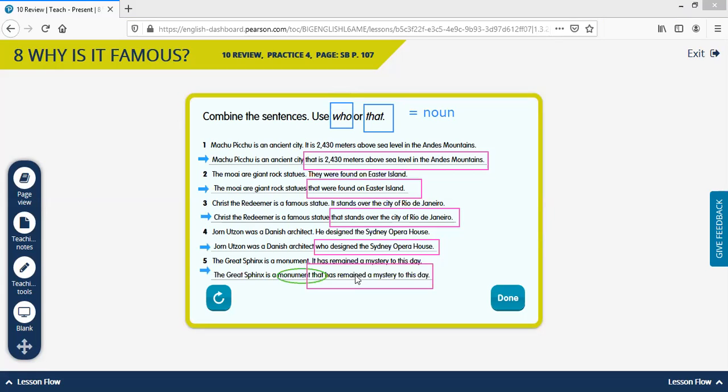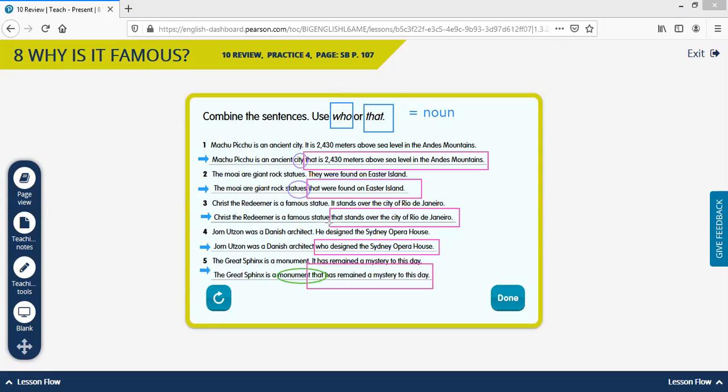Now, these relative clauses are always placed, okay? This is also extra important, very, very important. They are always placed immediately, okay? Immediately after the object that they describe, okay? Immediately after. That's why, in this case, in number 1, that is 2,430 meters above sea level. This is description of a city. Number 2, that were found on Easter Island. This is extra information about statues.